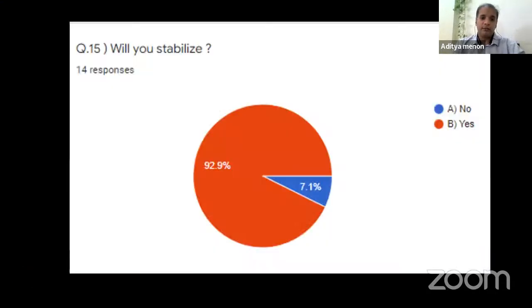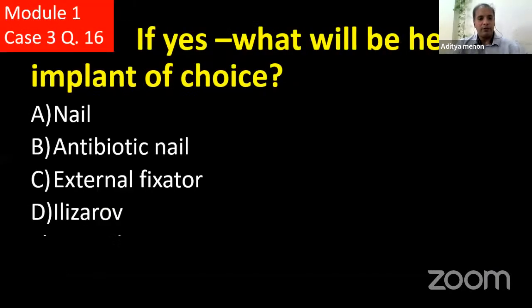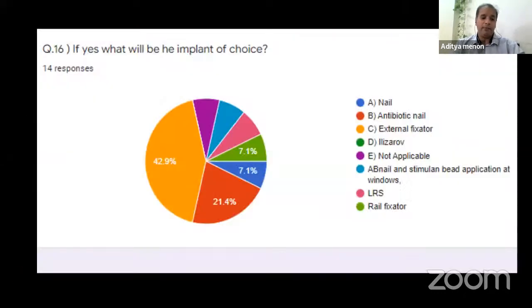Would you stabilize? Majority have said yes, we would stabilize. I think now a lot of us would reconsider this answer, having seen a few of the previous cases. If we stabilize, what would be the implant of choice? 42% said external fixator, 21% said an antibiotic nail. Any other internal fixation without antibiotic would be risky.